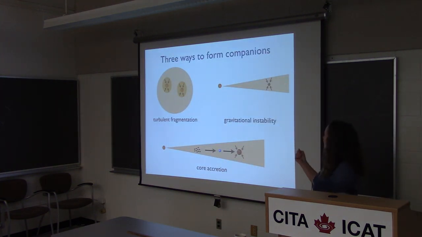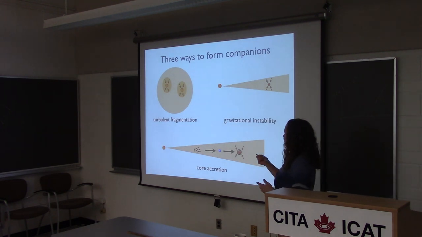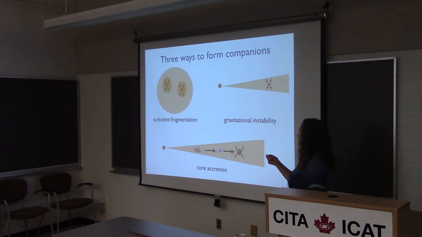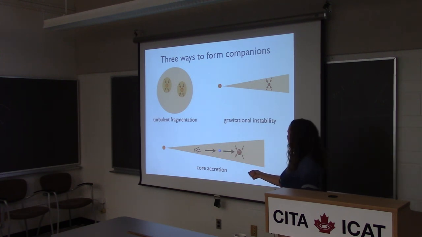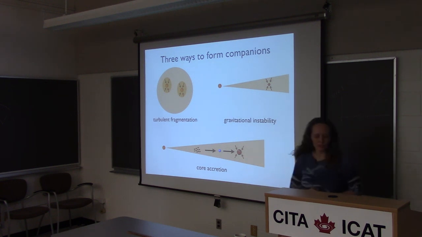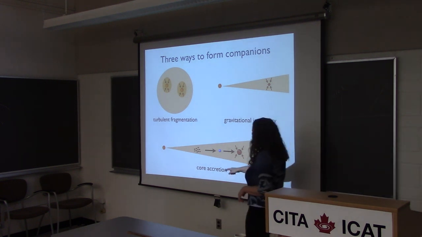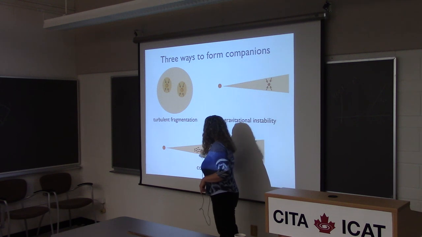Right, so here we have three ways that we could standardly think of to form companions to stars. They could form by turbulent fragmentation. That's how we think multiple stellar systems form. So you just have different regions of your cloud happen to collapse close enough to each other to be bound. You could have a gravitational instability in a disk around a young star that collapses directly into a companion. Or you can have what we were talking about earlier. You can have core accretion.